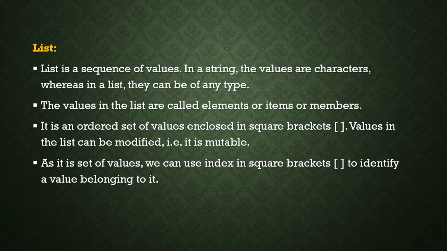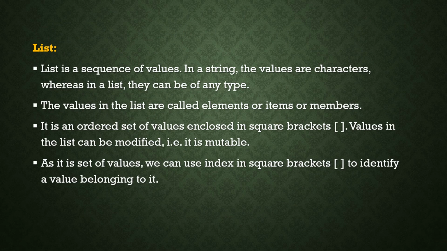As it is a set of values, we can use an index in square brackets. Usage of an index indicates the array concept, that is, to identify a value belonging to it. Here we can specify the index values. Index values are used to specify the location or position of an element in a list, and are also used to identify a value belonging to the list.